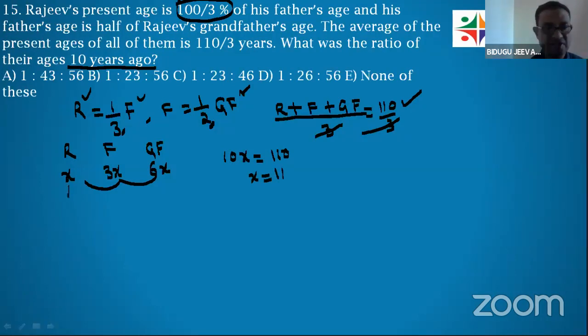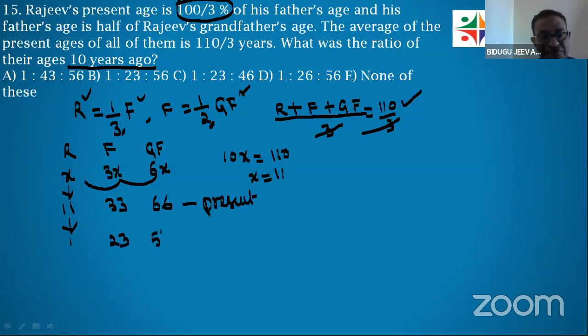Let me substitute x as 11. Rajiv is 11 times 1, the father is 11 times 3, which is 33, and the grandfather is 11 times 6, which is 66. These are the present ages of Rajiv, his father, and his grandfather. The question is, 10 years ago, what was their ratio? Rajiv's age was 1, the father's was 23, and the grandfather's was 56. So the ratio is 1:23:56. Your answer is the second option. Following my point?